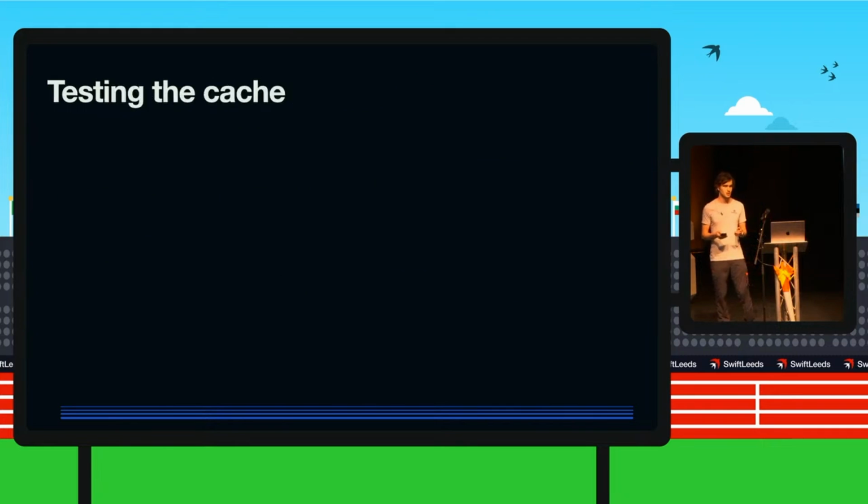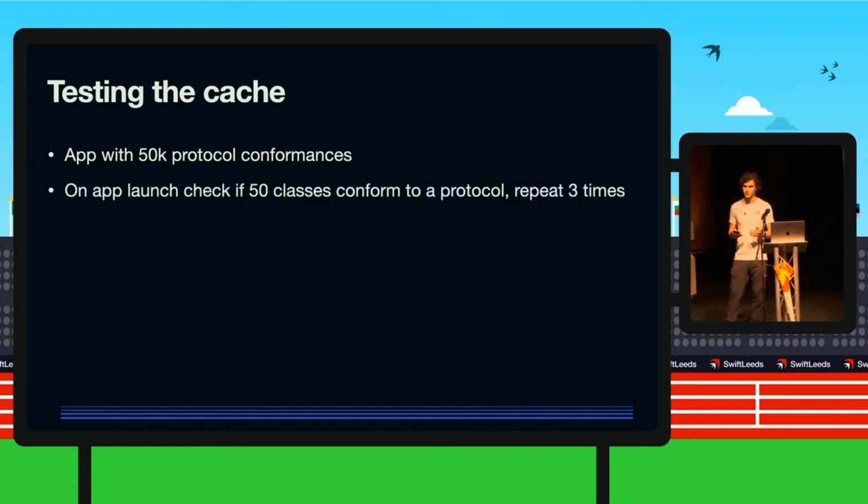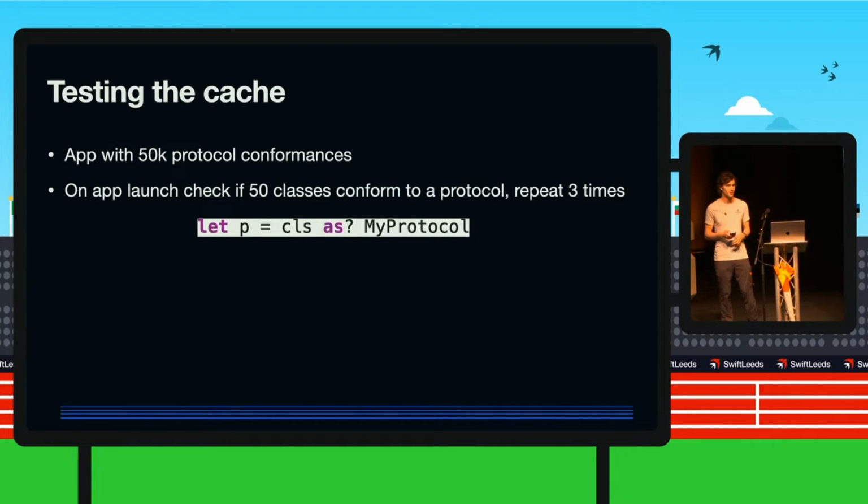So let's test this out and make sure we're onto the right track. I made a test app with 50,000 protocol conformances. I just code-genned that, wrote a script that spit out a bunch of lines of Swift code that was just a class conforming to a protocol. And then on app launch, I checked 50 times if a class conforms to a protocol, and I did that check 3 times. So in total, 150 protocol conformance checks, which was basically this line 150 times in a loop, right?